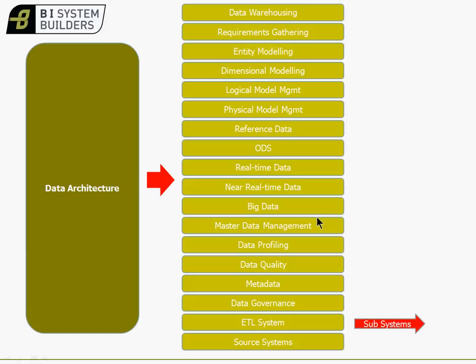And at what quality? In here we also have master data management, data profiling. Be careful to specify the fact in the solution that data profiling must be carried out on these source systems.